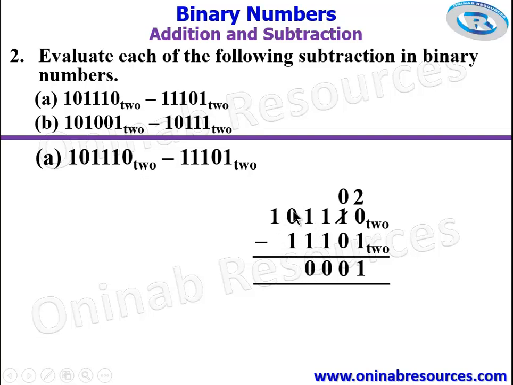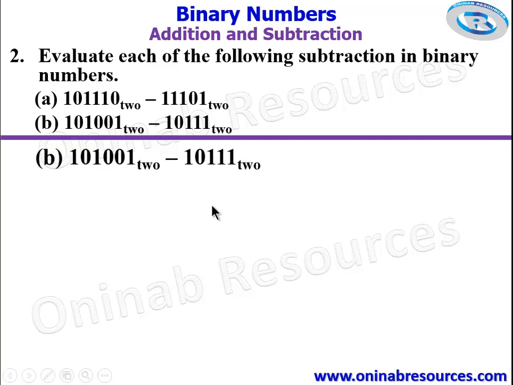So again, we cannot say 0 minus 1. We borrow this one. We'll be left with 0. That one you borrowed, because it is base 2, it becomes 2. 2 minus 1 gives 1, base 2. So from here, the 2a has been solved. We go to 2b. We have 101001 base 2 minus 101111 base 2.